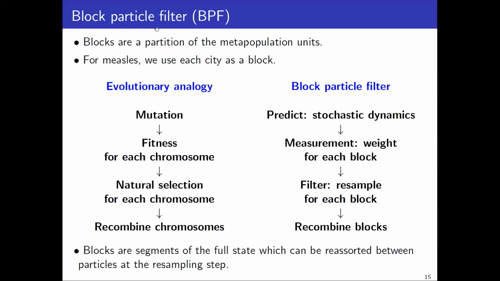So the block particle filter kind of adds, in the biological analogy, the sense of a chromosome. So you have fitness for each chromosome, you select each chromosome, you recombine chromosomes, and that lets you search effectively with a much longer amount of genetic material than you can do without a chromosome structure. So blocks are segments of the full state which can be reassorted between particles at the resampling step. And so the block particle filter is just a particle filter where you resample blocks separately.